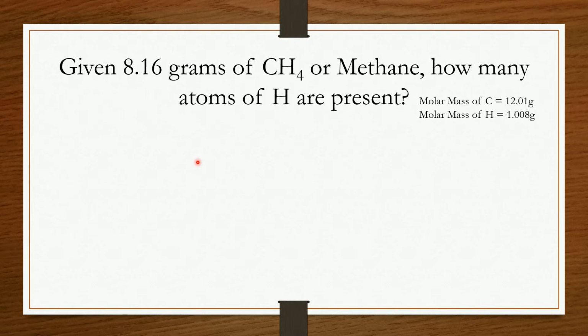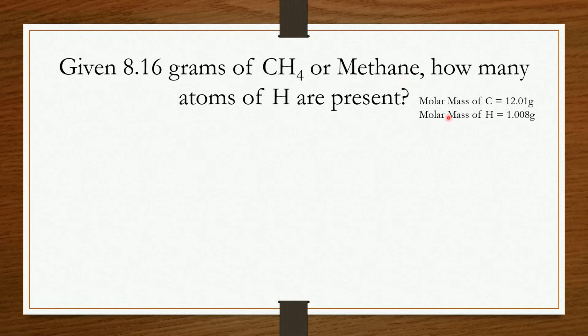Let's say we have 8.16 grams of CH4, or methane, and we're going to find how many atoms of hydrogen are present. Well, first, let's find the molar mass of methane so that we can make a ratio of moles.